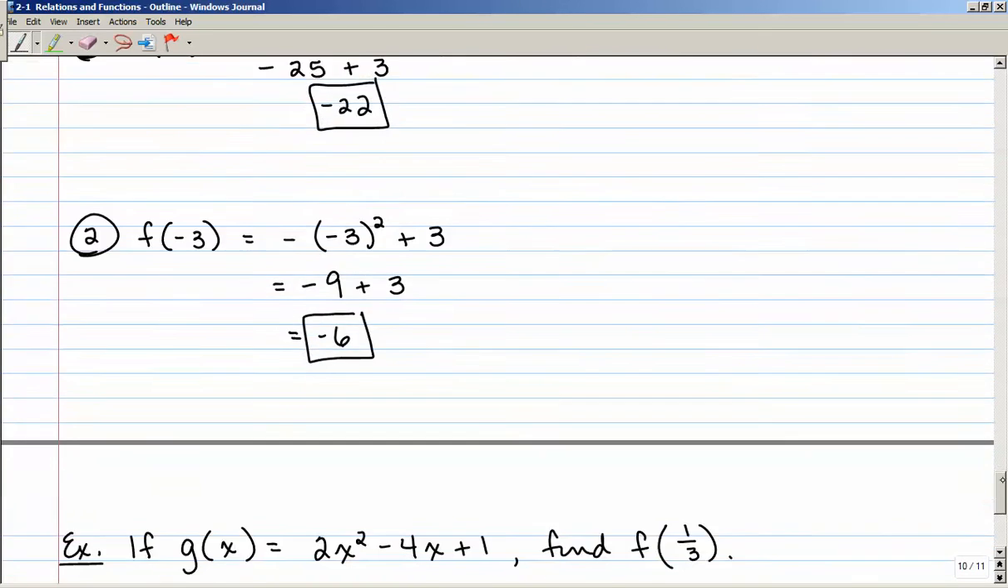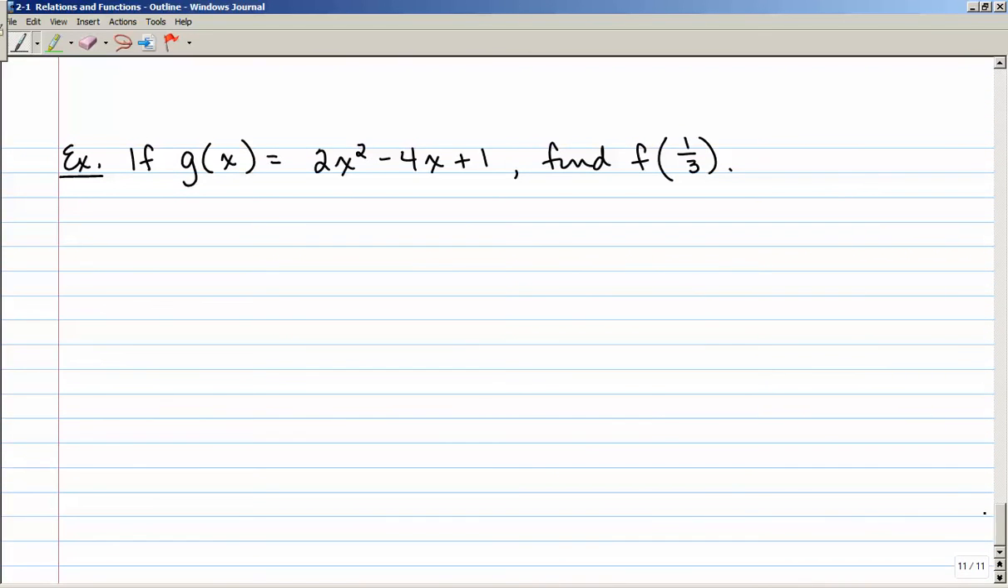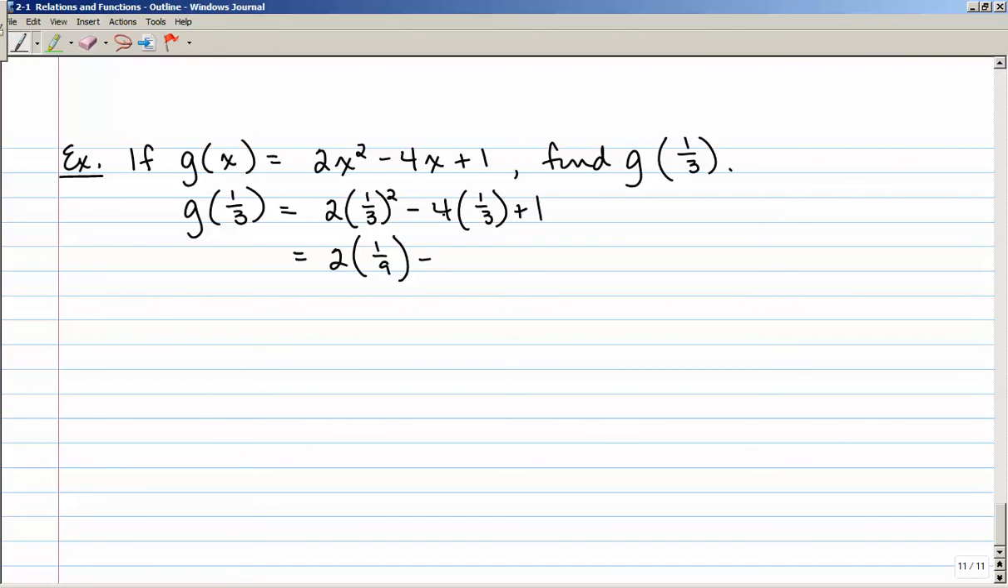And let's try one here that has some fractions in it. If g of x is 2x squared minus 4x plus 1, find g of 1/3. So I'm going to take g of x and plug in 1/3 wherever I see an x. So 2 times 1/3 squared minus 4 times 1/3 plus 1. I want to square first. 1/3 squared, 1/3 times 1/3 is 1/9. 4 times 1/3 is 4/3. And that's going to give me 2/9 minus 4/3 plus 1.